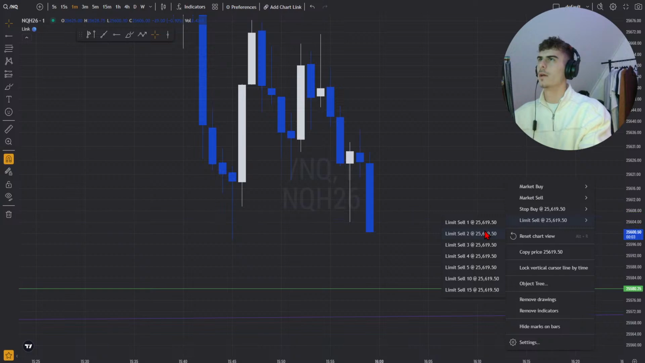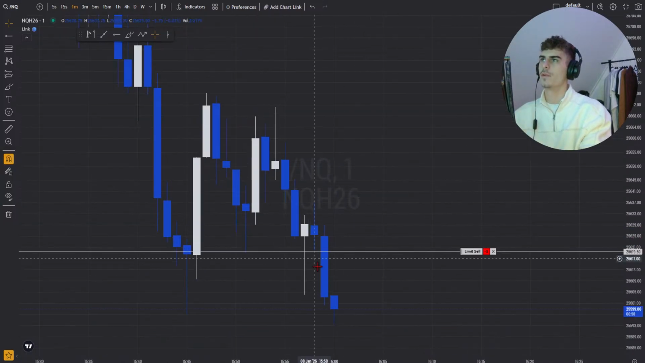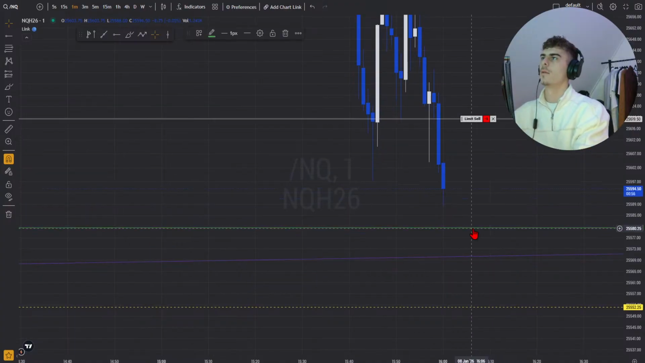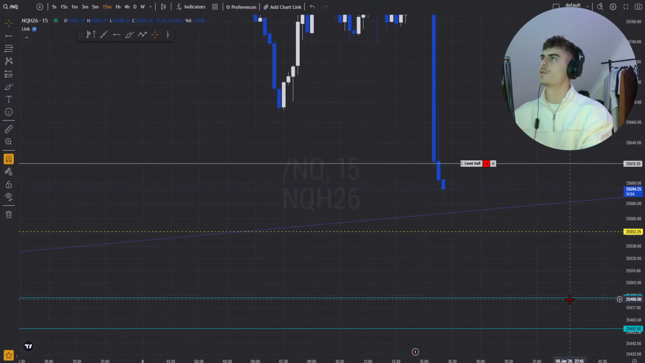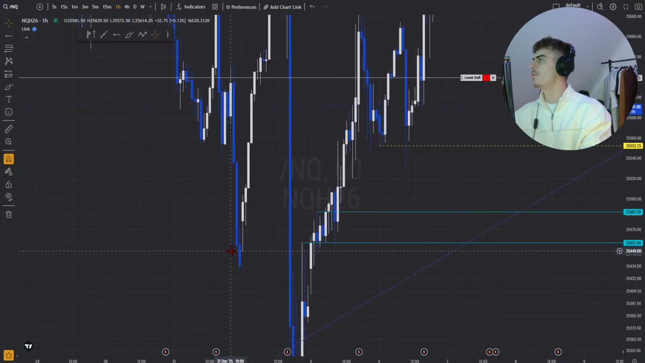I can take 2 lots, but I think my stop loss is just going to be way too wide, so I will take it like this. And what we're going to try to do is get basically a continuation trade.